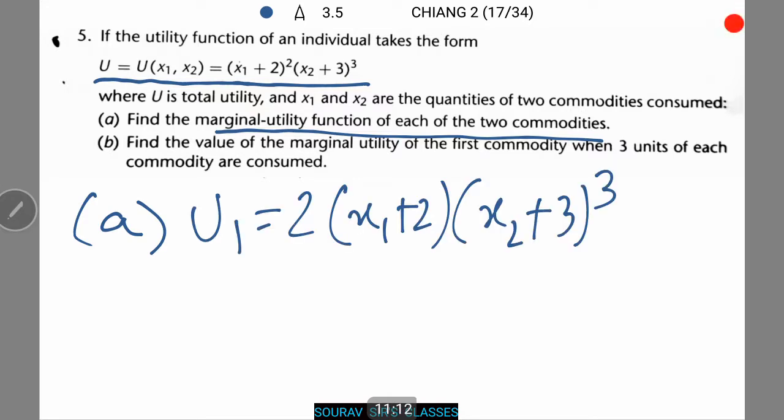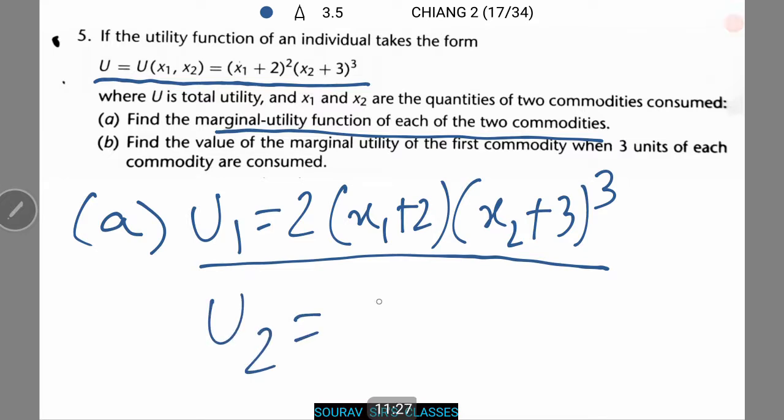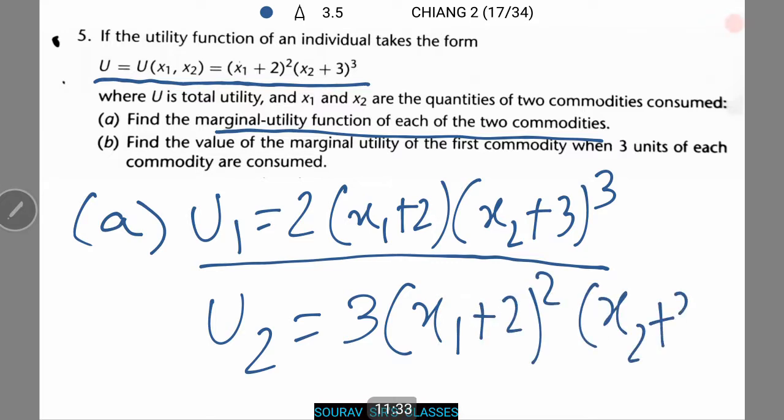For the first commodity, we just differentiate with respect to x1. Thus, we get u1 equals 2 into x1 plus 2 into x2 plus 3 whole cube. Similarly, u2 equals 3 into x1 plus 2 whole square and x2 plus 3 whole square. We differentiated with respect to x2. Let's do number B.